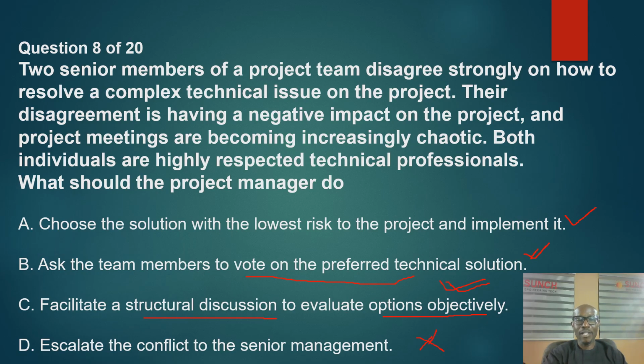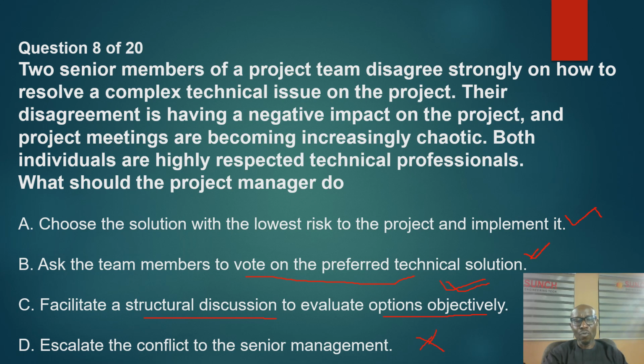What should the project manager do? Okay, let's look at it. We have 3 options that are marked. Let's look for the best. Choose the solution with the lowest risk to the project and implement it. How do you know that this project has a lower risk? So this is still weak.